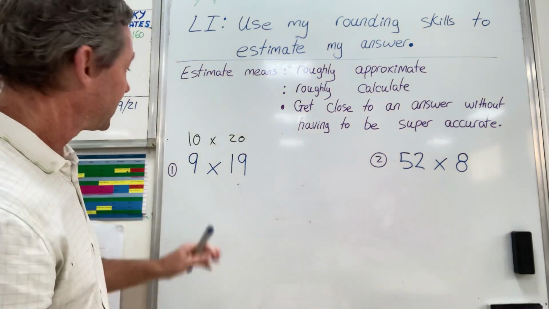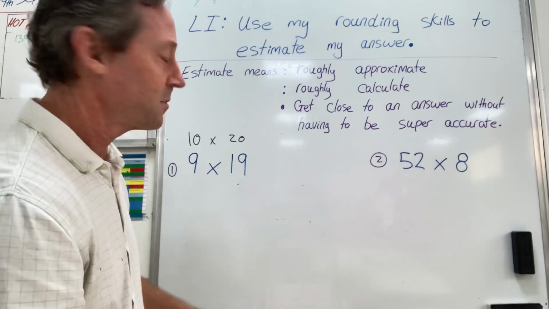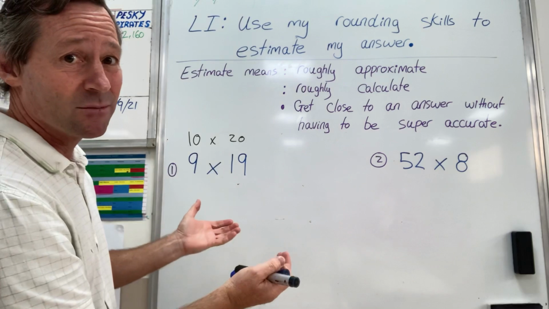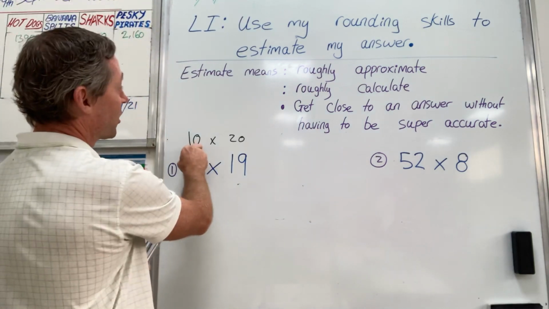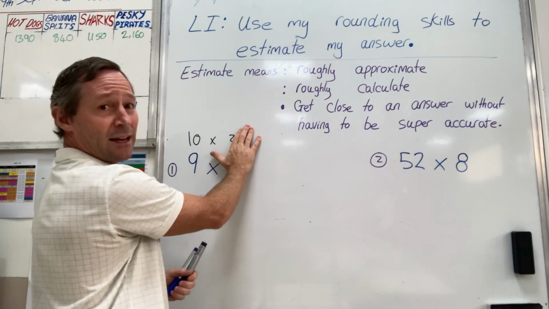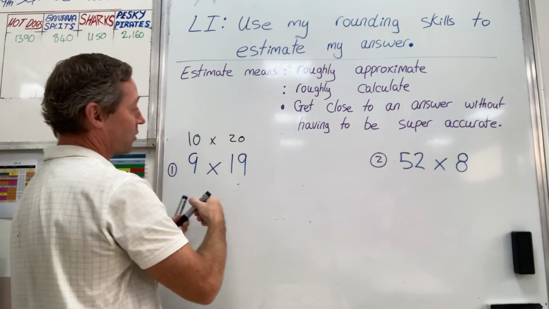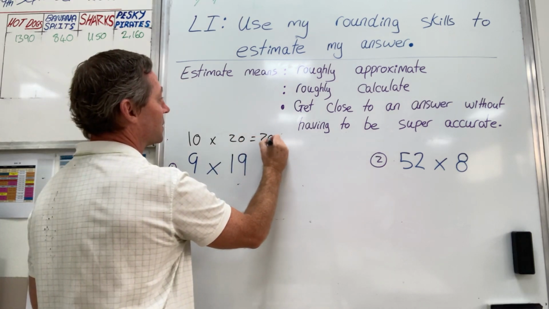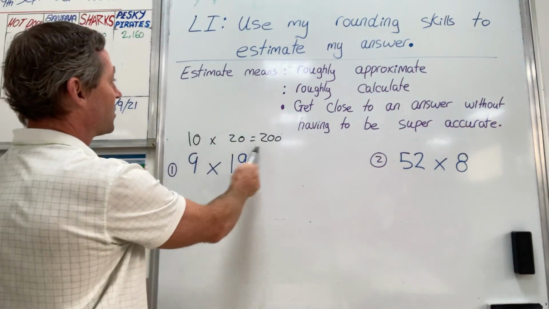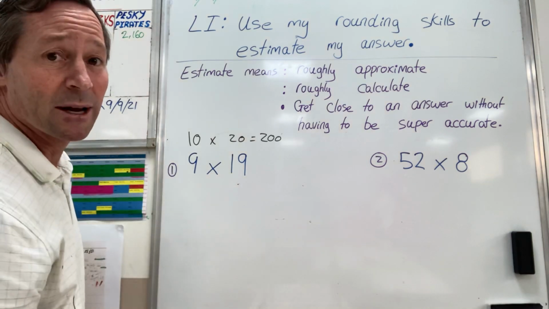And this becomes a little bit easier, instead of Mr. Blair trying to work out 9 times 19, too much thinking. I know 9 times 19 is going to be roughly or close to, well, I know 10 times 2 is 20, and I've covered up a 0, so I'm going to put that 0 on the end. So I know this answer here is 200. This one here must be around about 200.